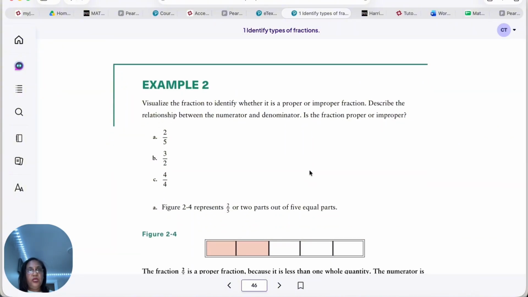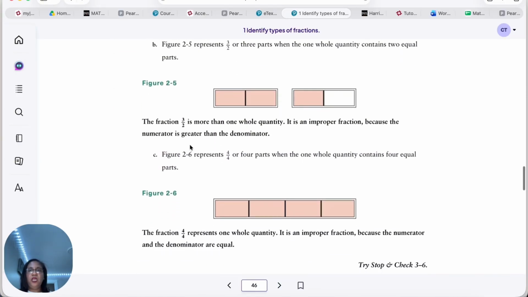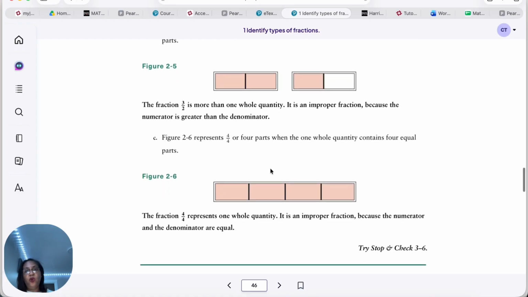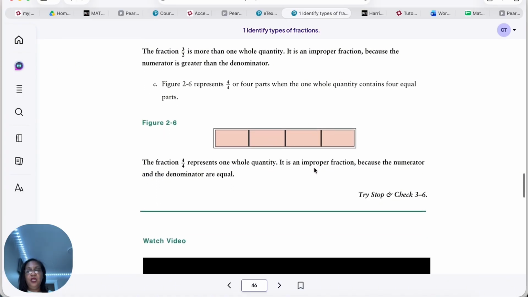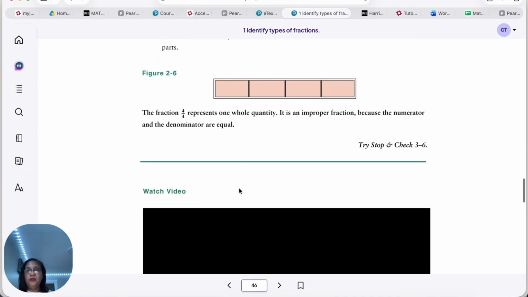So what I used to do is I would do the example. So it says visualize the fraction to identify whether it is a proper or improper fraction. Okay. And so the way that I thought about improper fractions means that the numerator, the actual number, is bigger than the denominator. Okay. And then if you look here, it says part C, it represents 4/4 or 4 parts when the one whole quantity contains 4 parts, right? So it said it is an improper fraction because the numerator and the denominator are equal. So that also constitutes an improper fraction.